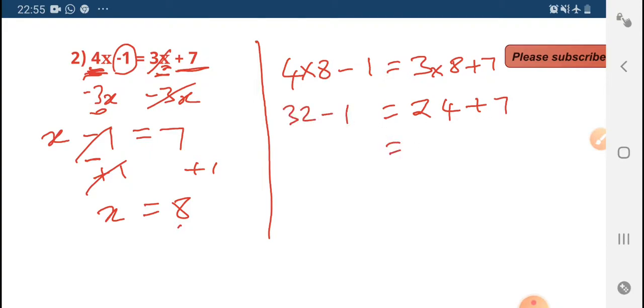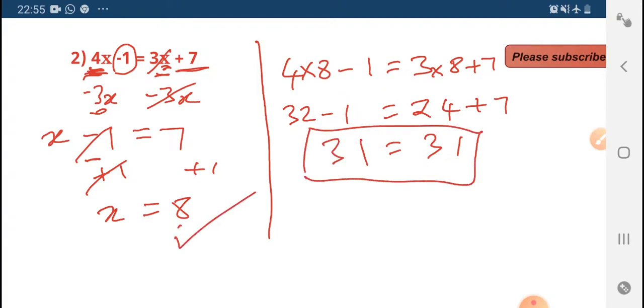So what's 24 add 7? It's 31, and on the left hand side, 32 take away 1 is also 31. So yes, that is true. We are correct. x is equal to 8, and we've confirmed it by doing the substitution.